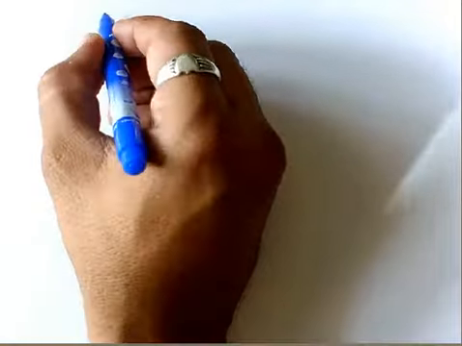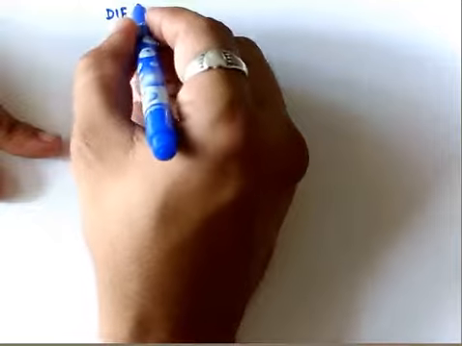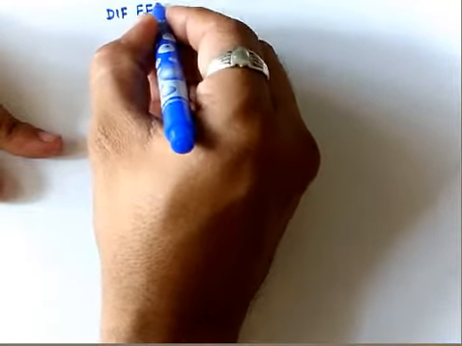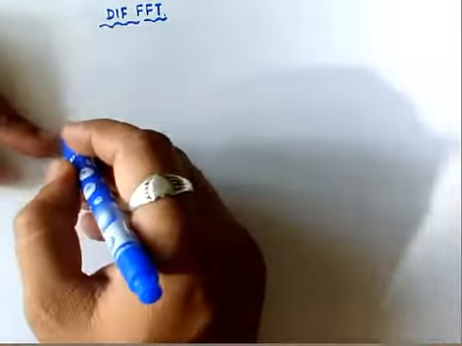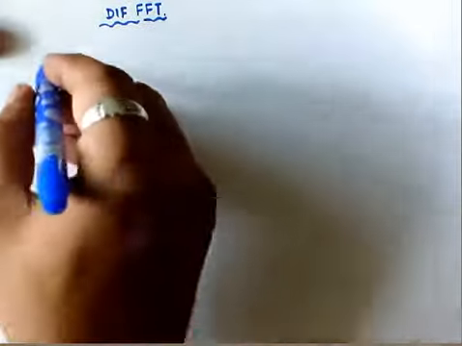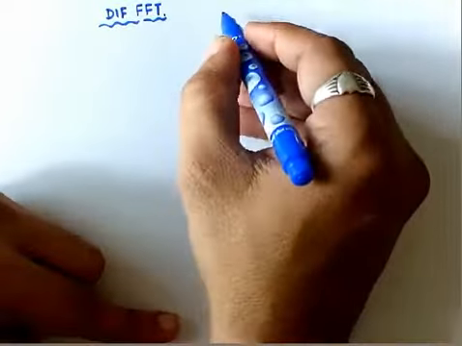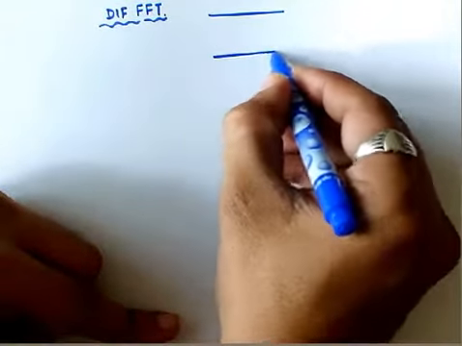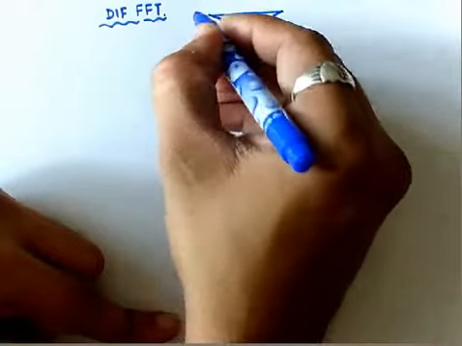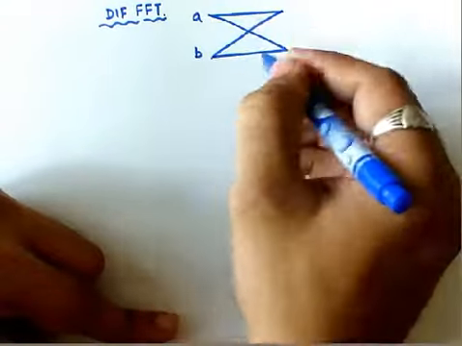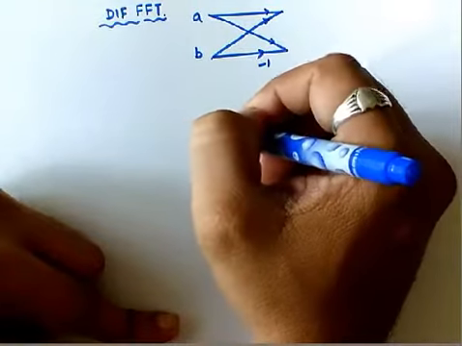Today we are going to discuss decimation in frequency, that is the DIF FFT algorithm. For solving the DIF FFT numericals, first of all we should know what exactly the butterfly structure is. The butterfly structure will be, let's say, if there is A and B at the input side, this is nothing but -1. These are the directions.